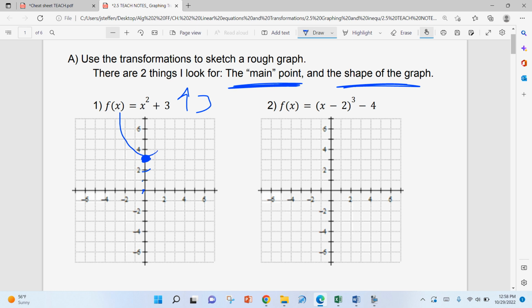So now this is a parabola because it's squared. So this needs that U shape. Now again, later we'll learn a little bit more about parabolas and how to graph those more specifically, but for right now, that's what we're doing.